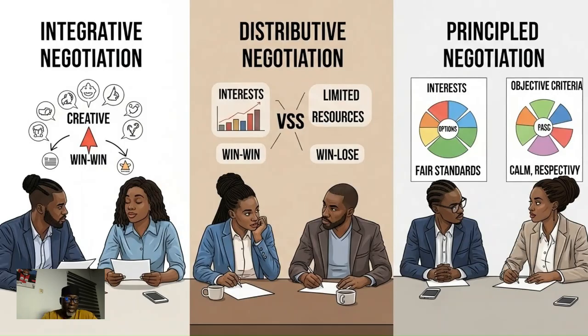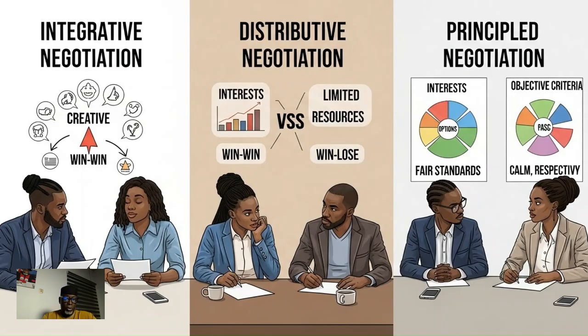Now, let us talk about key negotiation strategies. We have three negotiation strategies. We all know that negotiation is a process where two or more parties communicate and begin to reach a mutually acceptable agreement. Each negotiation involves preparation, clear communication, and even strategic thinking. The three major negotiation strategies are the integrative negotiation, the distributive negotiation, and the principled negotiation.